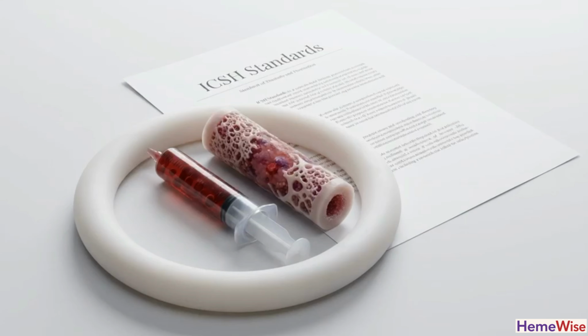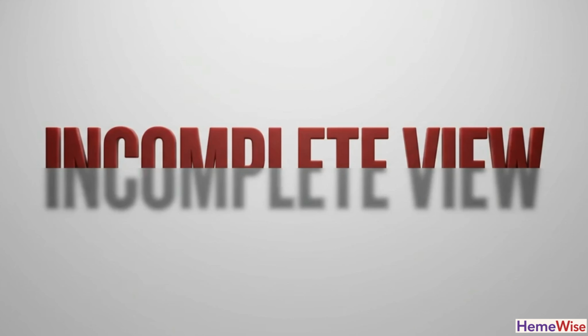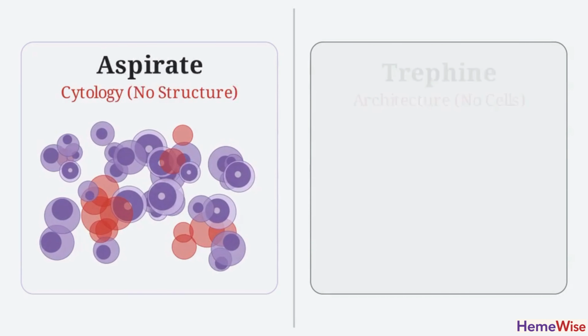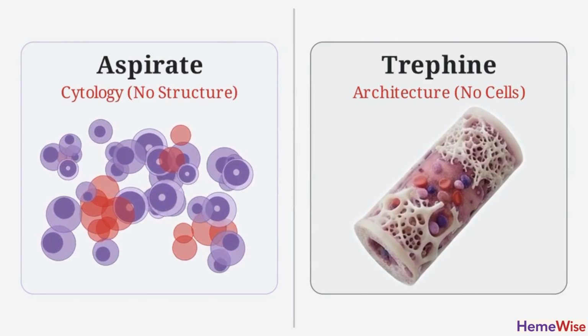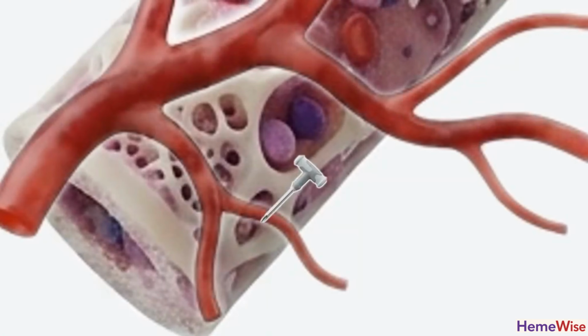The International Council for Standardization in Hematology specifies that the aspirate and the trephine are strictly complementary. They provide different data streams and are never considered competing tests. Relying on only one sample type limits the diagnostic view. Extracting fluid without preserving structure, or viewing structure without isolating individual cells, leads to incomplete or inaccurate interpretations of the marrow space. Liquid aspirate is obtained via negative pressure.